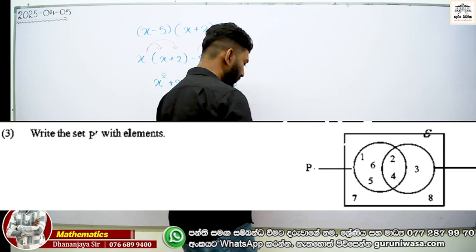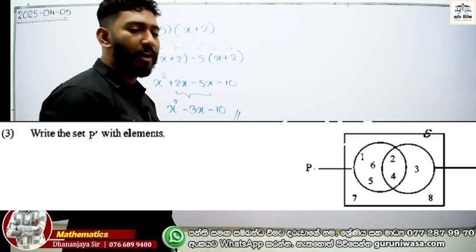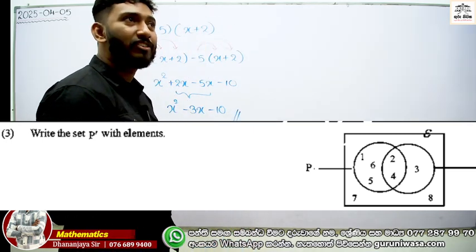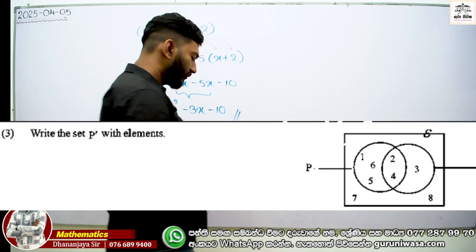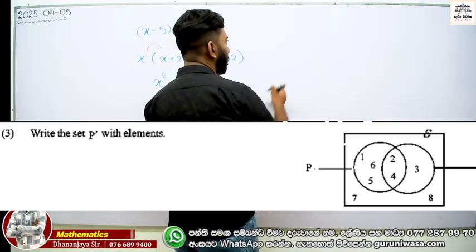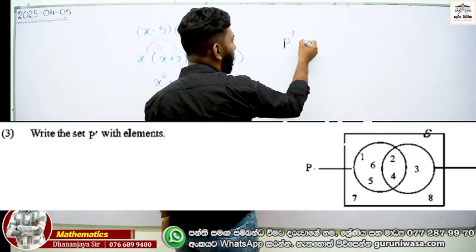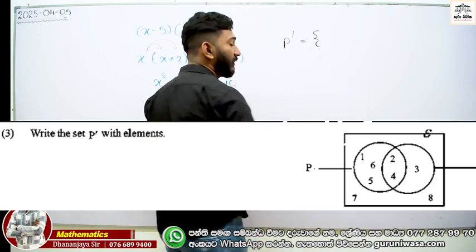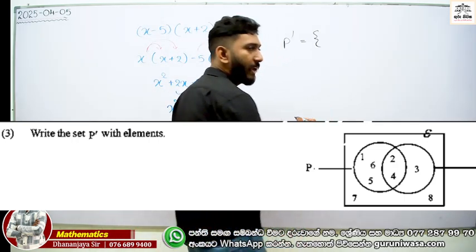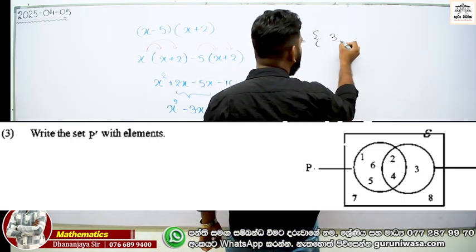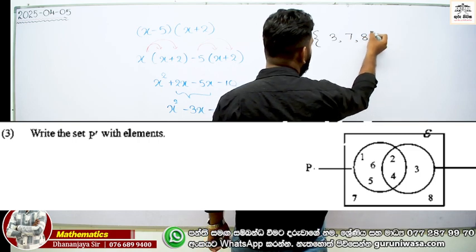There's a P. There are only 1, 6, 5, 2, and 4. Except 1, 2, 4, 5, 6. Right? Now what is the answer? Therefore, P dash, you have to write within curly brackets, right? 3, 7, and 8.